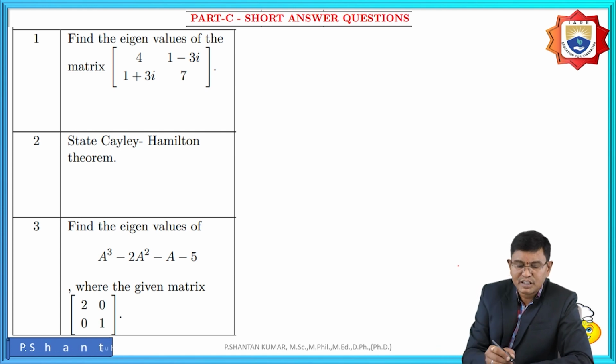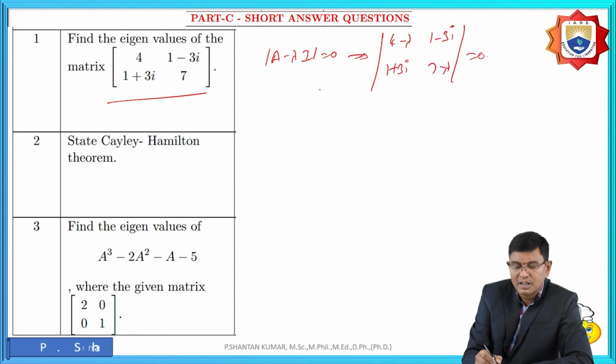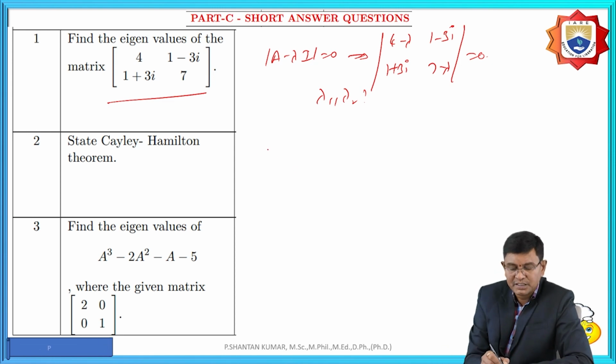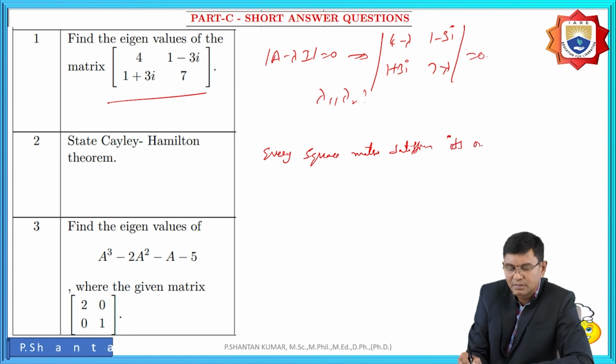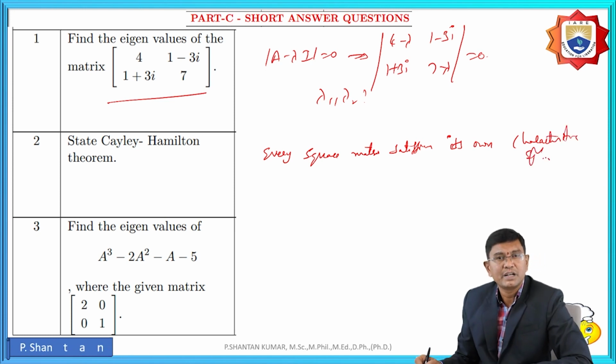Find the eigenvalues and eigenvectors. It is also nothing but determinant of A minus lambda I is equal to 0. That means 4 minus lambda, 1 minus 3i, 1 plus 3i, and 7 minus lambda. We need to find out lambda 1 and lambda 2. State Cayley-Hamilton theorem. That means every square matrix satisfies its own characteristic equation. This is the statement of the Cayley-Hamilton theorem.